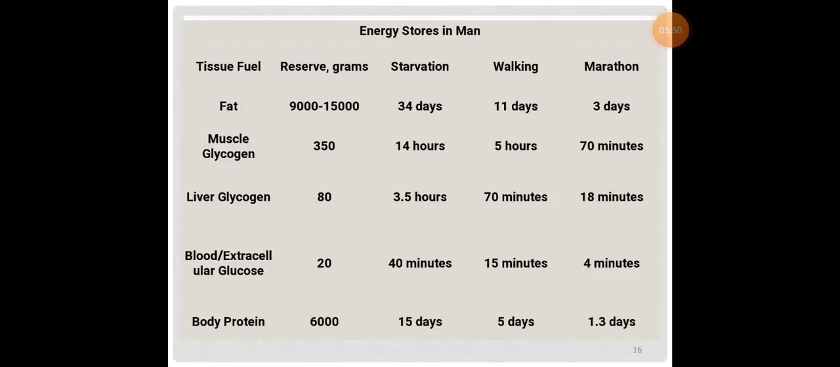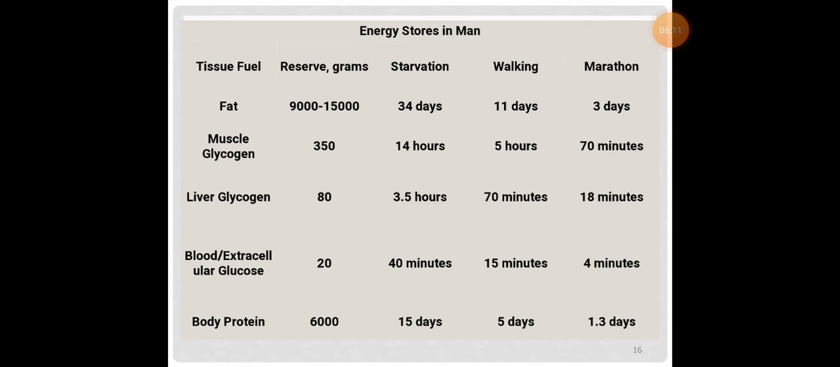How much energy is stored in man? This is just a slide showing you, for example, how we get energy from fat. So fat can produce energy for you for 34 days. That's why. How long can a human live in a fasting state?